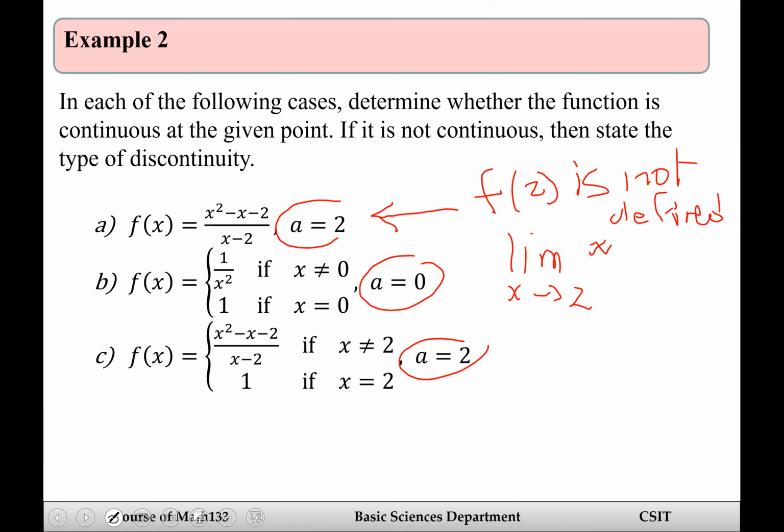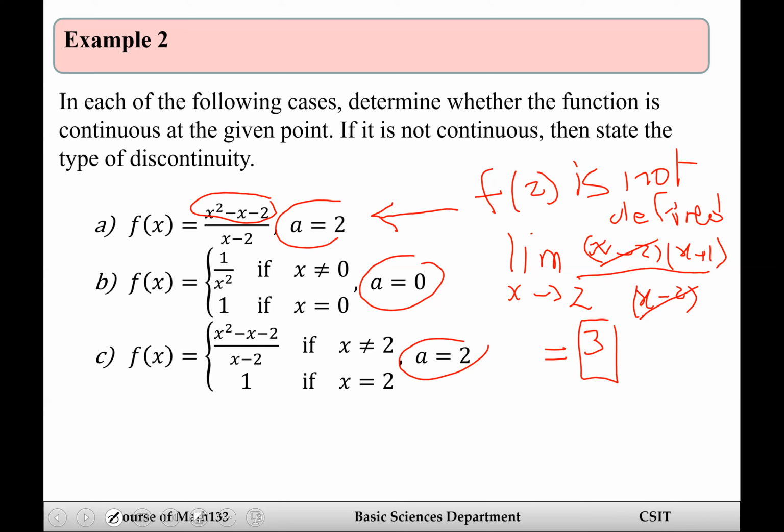It means when I factor this polynomial, it's x minus 2 times x plus 1 over x minus 2. So after simplification, I substitute x with 2, and it gives 3. So I have the limit to the right and limit to the left, they both meet at the same point 3, but of course it's not equal to f of 2, which is not defined, so it's a discontinuity. And here we find the type of discontinuity: it's a removable discontinuity.